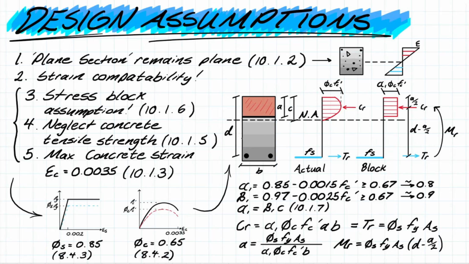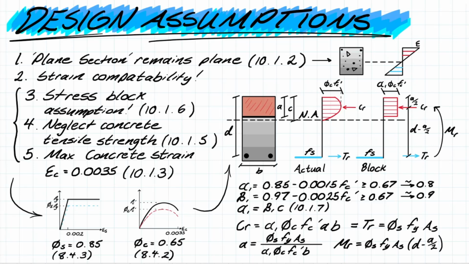Now, this third section, or all three of these points altogether, are the fundamentals to understanding how these concrete design problems are done in the first place. And the code references are here if you want to check them out. But the assumptions are we have a stress block that we're going to be using to solve for the compressive zone in our concrete member.